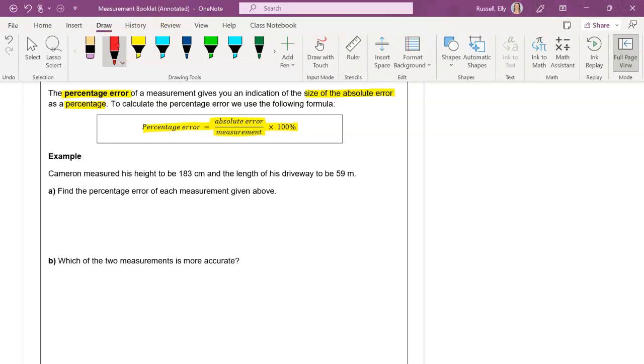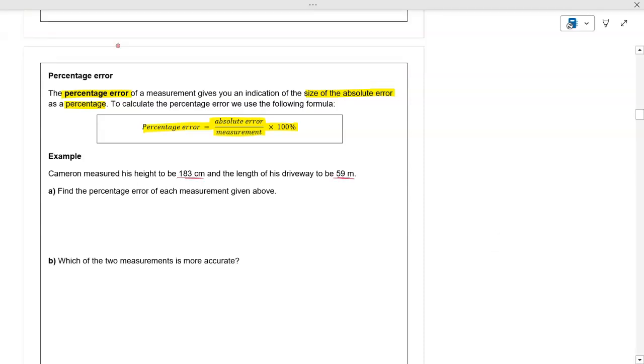So Cameron measured his height to be 183 centimetres and the length of his driveway to be 59 metres. So we have these two measurements. We need to find the percentage error of each measurement. If we look at Cameron's height, our absolute error is always going to be plus or minus half of the precision. So if the precision here is 1 centimetre, that is going to be 0.5 as our error over the actual measurement and times by 100. It doesn't necessarily matter the plus or the minus here, but my error, if I type this in, is going to be 0.273%.